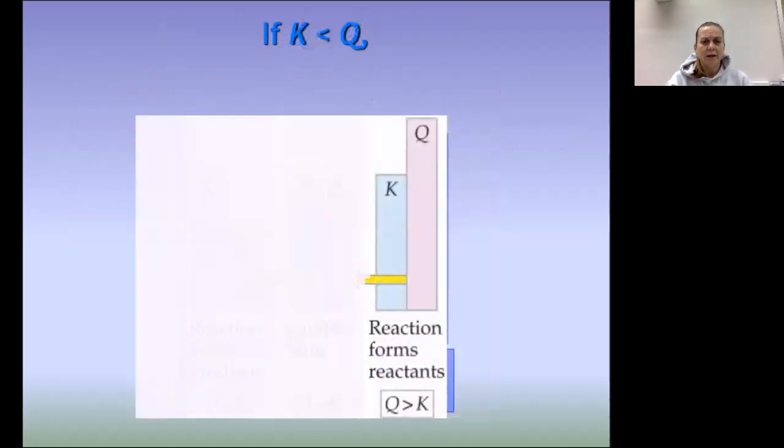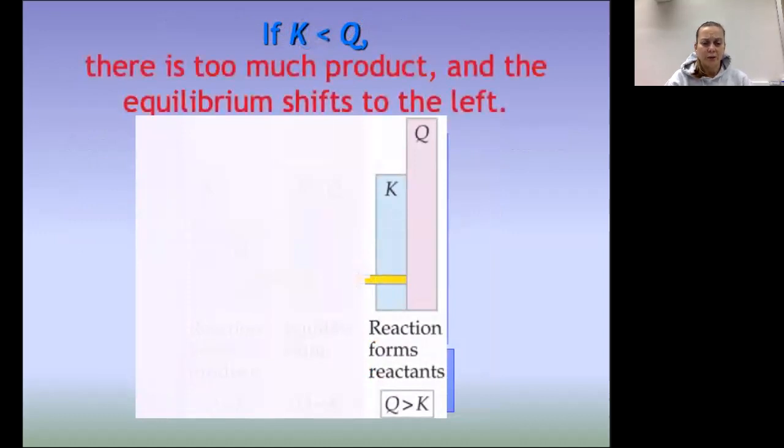On the other hand, if K is less than Q, Q is greater than K, there's too much product. And so in order to come back to equilibrium, the system is going to shift to the left. So this is just a tool, again, for us to know which way the reaction is going to shift. And there's a neat little trick here. If we write K first, then the inequality sign is going to point in the direction in which the system is going to shift. So you notice that I've written K is less than Q, and we can see that that less than sign points to the left. Our equilibrium is going to shift left.